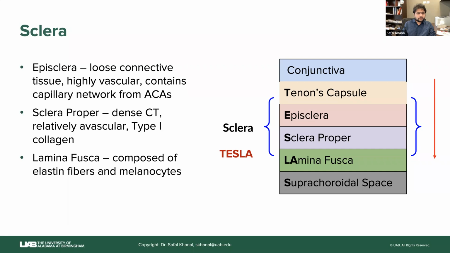And your sclera proper is a dense connective tissue. It is relatively avascular, mostly containing type 1 collagen. The innermost is the lamina fusca, which is composed of elastin fibers and melanocytes. And if you'd like to remember these layers with a mnemonic, it is TESLA: Tenon's capsule, episclera, sclera proper, lamina fusca, and, yeah, those are the 4 layers of the sclera.